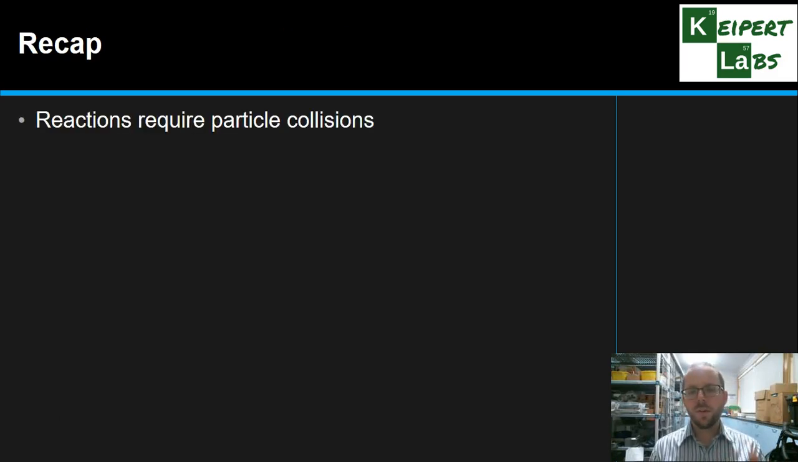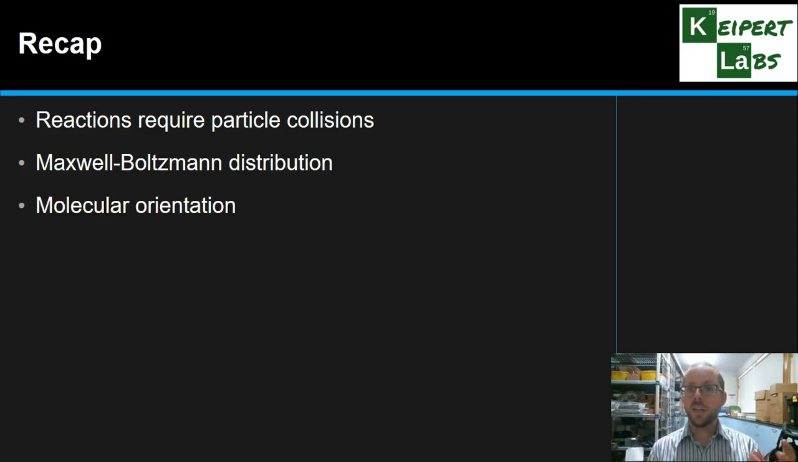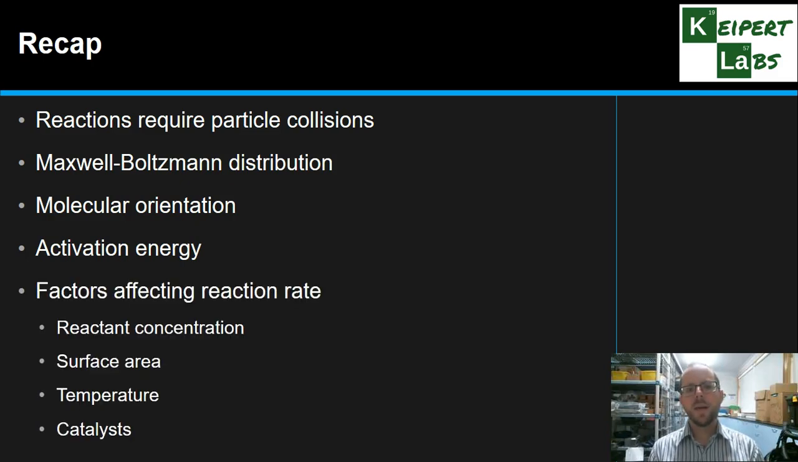Okay, so we've looked at this fundamental principle about particle collisions in chemical reactions. We've seen that particles have a range of kinetic energies that we can graph on the Maxwell-Boltzmann distribution, that the molecular orientation during a collision makes a huge difference as to whether a reaction will occur. We've seen activation energy as this minimum amount of energy needed in that collision for the reaction to happen. If we don't have that, it won't work, and we've given it a symbol of EA. And we've seen the effect of these four factors on reaction rate: concentration, surface area, temperature, and the presence of a catalyst.